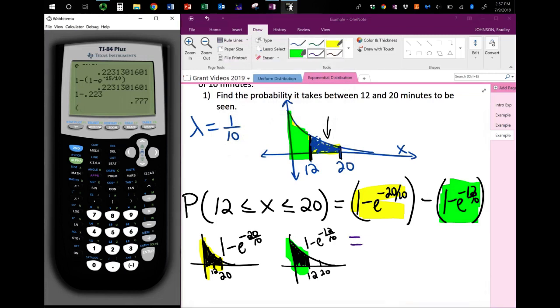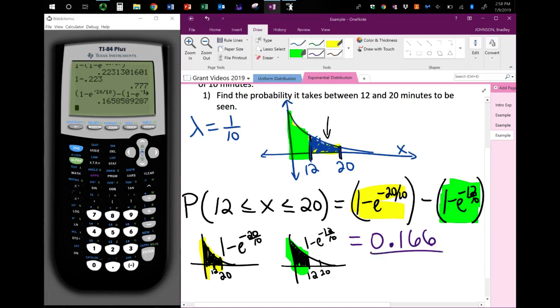And you have to be careful with parentheses when you go to the calculator. 1 minus e negative 20 divided by 10. Arrow over, close the parentheses, subtract, start a new parentheses, 1 minus, and then e raised to the negative 12 over 10, and then you close the parentheses. When you hit enter, you got a value of 0.16. Now the 8 bumps up that, so 0.166. Okay, so we've rounded to 3 decimal places, we're done. Now this answer makes sense because we're between 0 and 1.